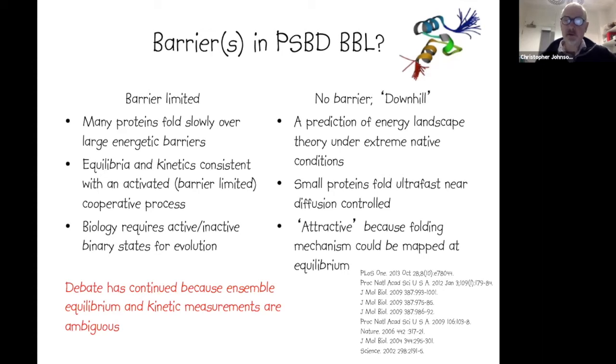It was also attractive as a proposal because the proponents were suggesting that folding mechanisms could be mapped out at equilibrium, because the structure between denatured and folded was gradually acquired over a process of destabilization. And so you could map out the pathway for that event. But the debate continued, as I said, because equilibrium and kinetic measurements were ambiguous.